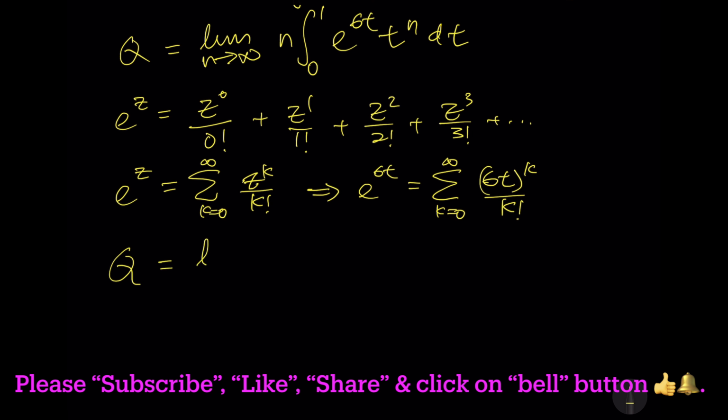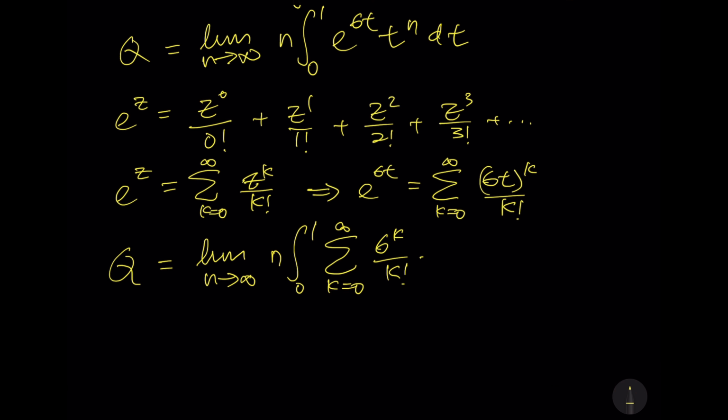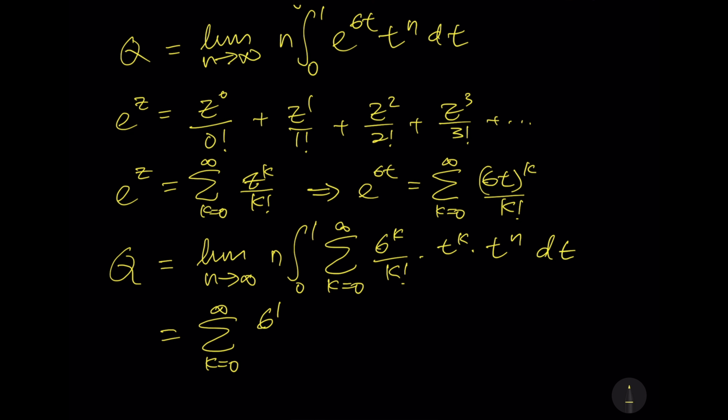Replace this into Q, we have new Q equals limit n approaching infinity, n multiplied by the integral from 0 to 1 of the summation k equals 0 until infinity of 6 to the power k divided by k factorial, and then multiplied by t to the power k multiplied by t to the power n dt. This equation is pretty messy, so we better rearrange. First, bring out those terms without n. We have the summation k equals 0 until infinity of 6 to the power k divided by k factorial, multiplied by the limit n approaching infinity of the integral from 0 to 1 of n multiplied by t to the power k plus n dt.